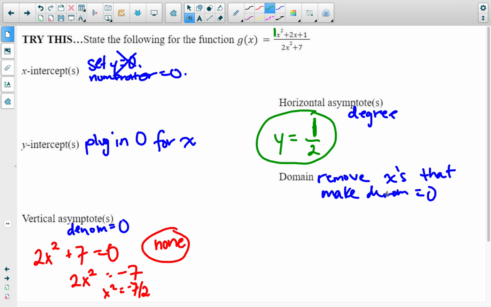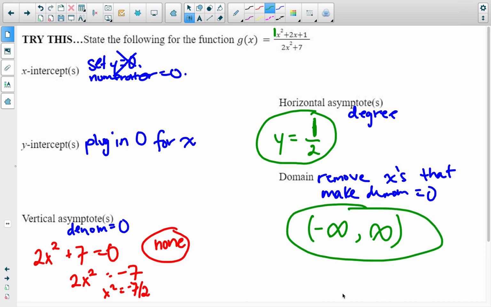For our domain, remove values that make the denominator equal 0. We also used that process for the vertical asymptote, and we found that there are no values that make the denominator equal 0. So the domain is all real numbers. There's nothing that we have to remove. That just leaves our intercepts.